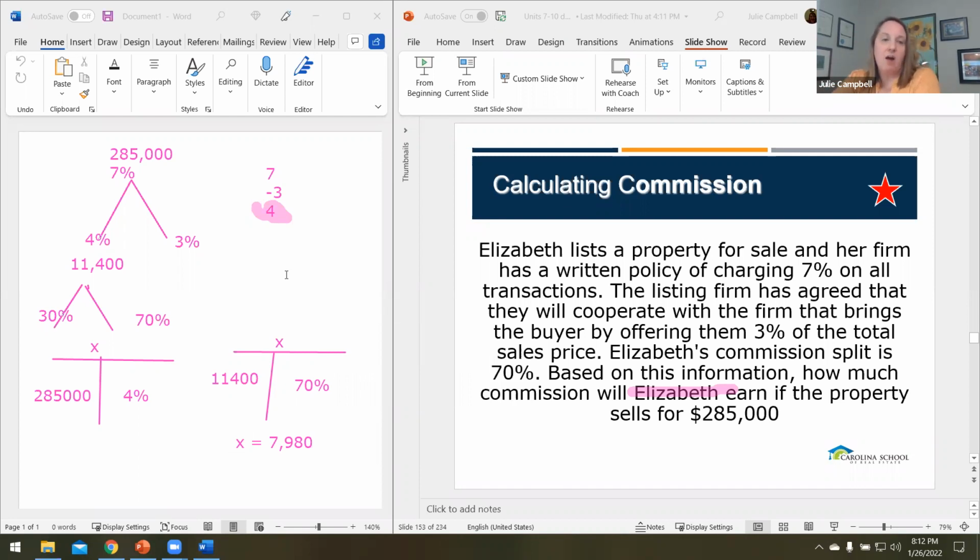You'll have some practice problems where, for example, they will give you Elizabeth's commission and they'll want to know what the sales price is. So you'll be working up the commission tree. They'll tell you Elizabeth makes $7,980. She has a 70% split with her firm. The list side collected 4%. What is the sales price? So if you're working down, multiply. If you're working up, divide.